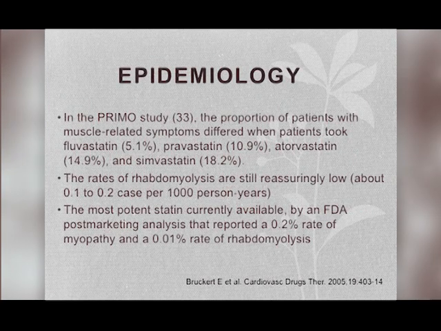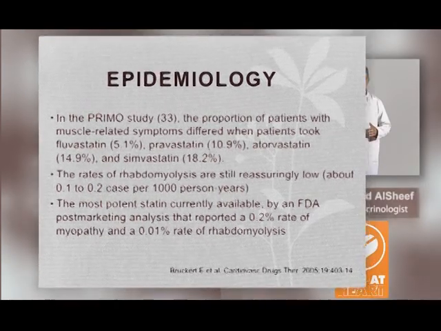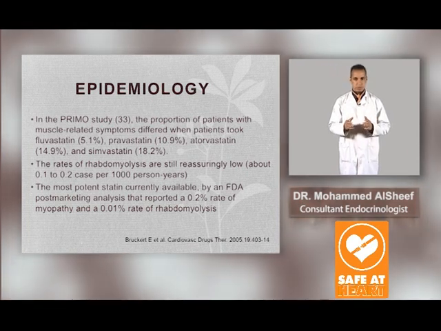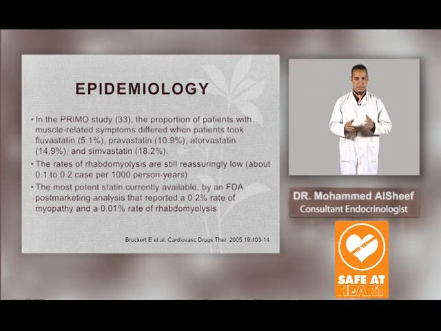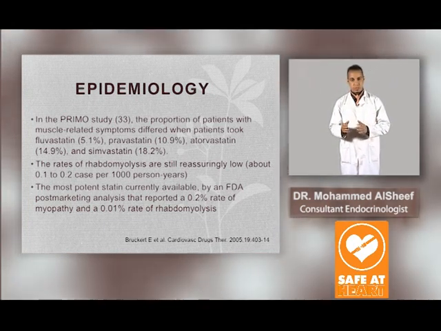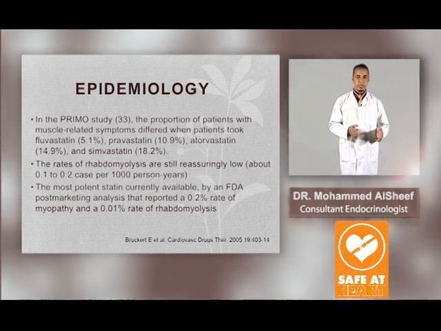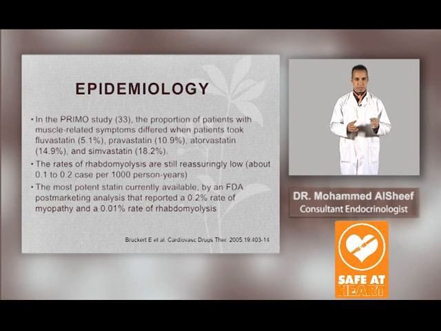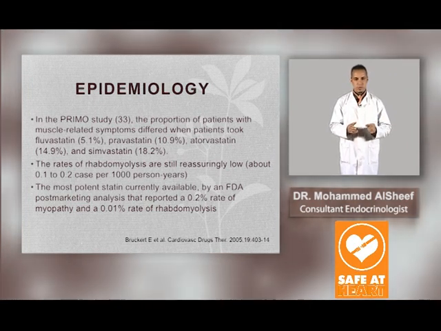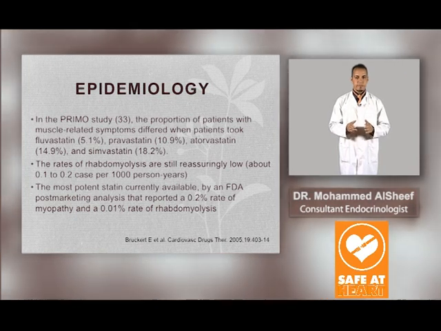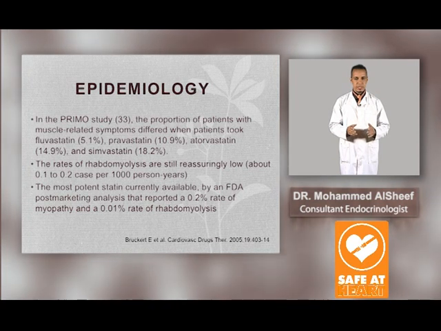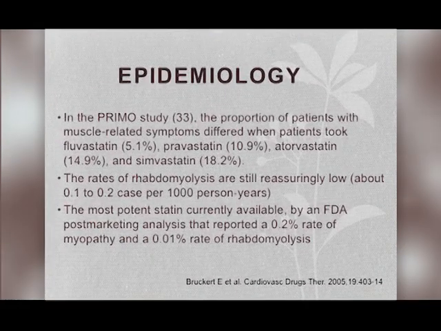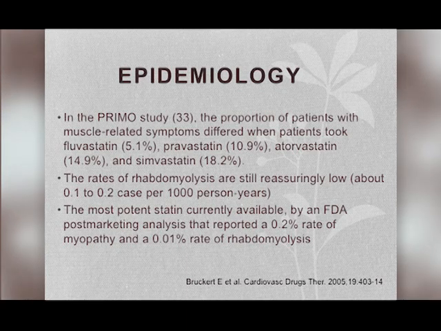In the PRIMO study, which is one of the landmark trials, the proportion of patients with muscle-related symptoms differed: 5.1% when patients took fluvastatin, which is the least potent, to 14.9% in atorvastatin and 18.2% in simvastatin, which are the more potent statins. And the rates of rhabdo are still reassuringly low, about 0.1 to 0.2 cases per 1,000 person years. For the most potent statins currently available, an FDA post-marketing analysis reported a 0.2% rate of myopathy and a 0.01% rate of rhabdo, about 1 in 100,000, which is really reassuring.